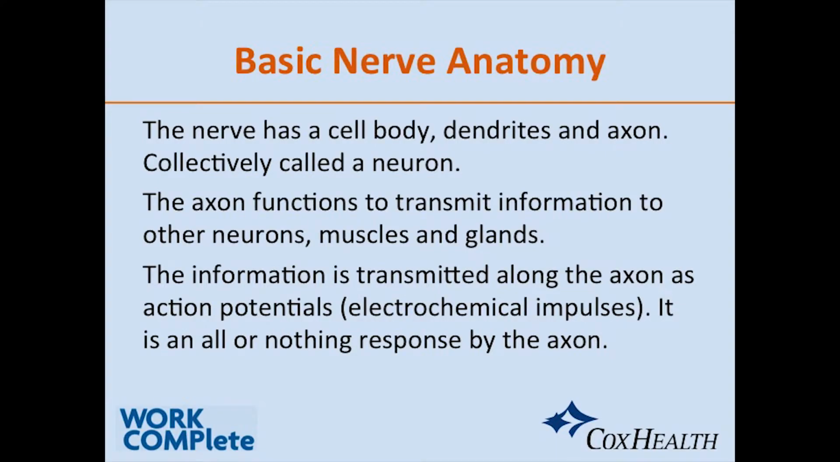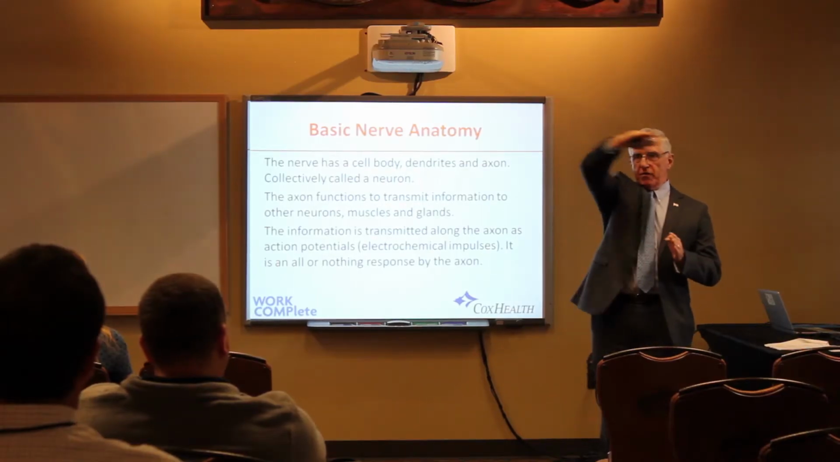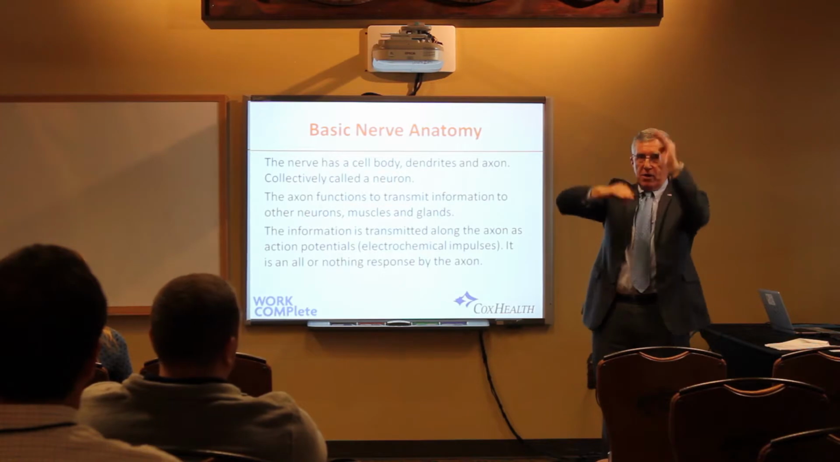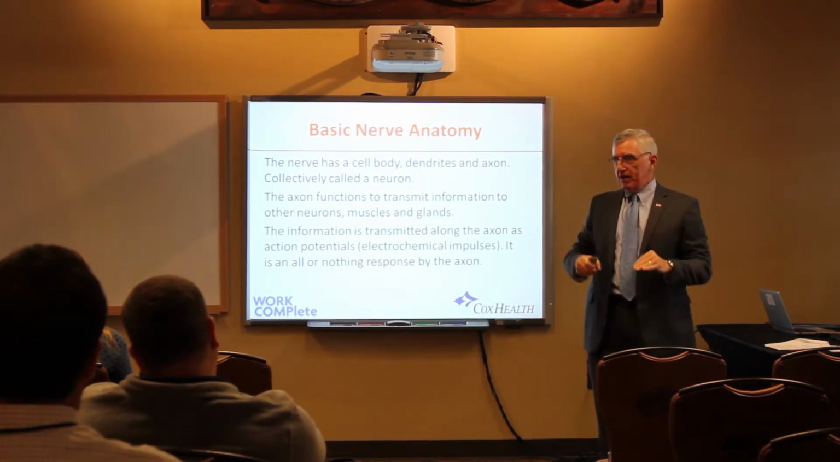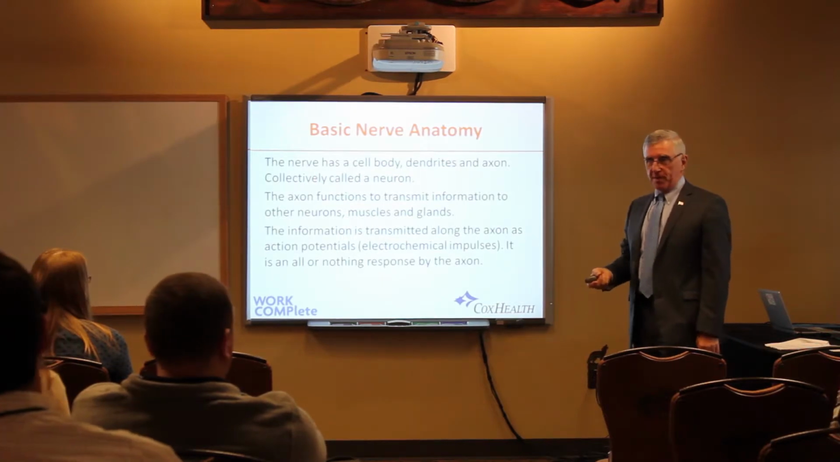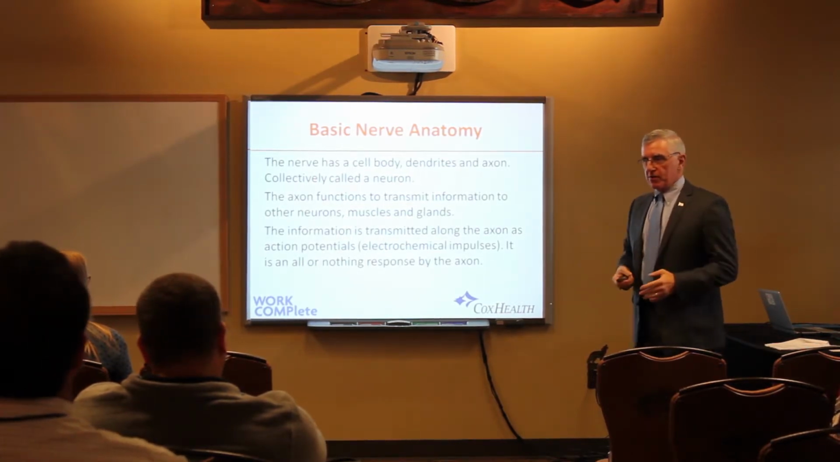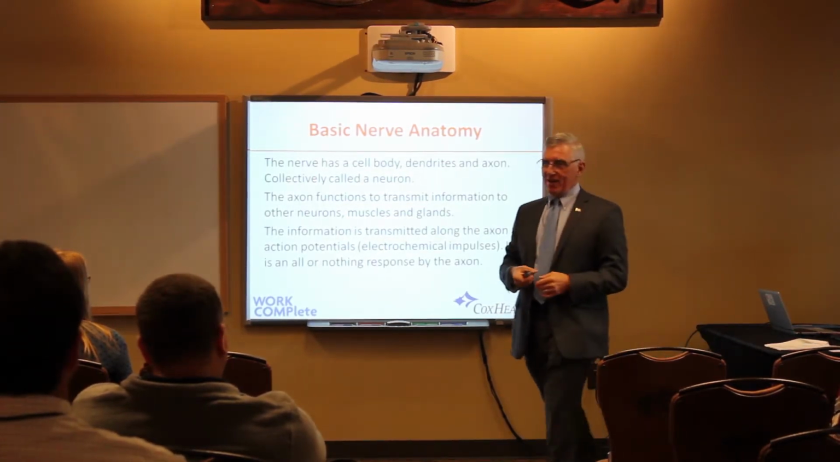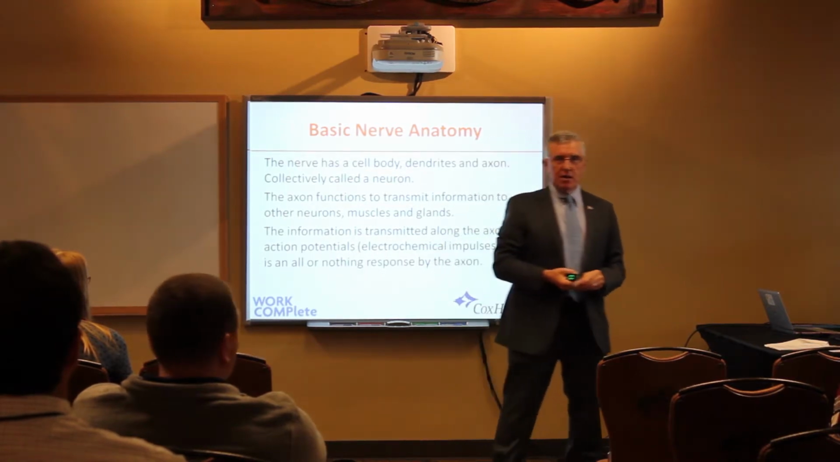Finally, we just remember that information is transmitted along the axon as what are called action potentials. These are simply electrochemical impulses. What that quite simply is, you have a nerve cell membrane, and sodium and potassium change positions inside and outside the nerves very quickly. It's measured in millivolts and milliamps. And thank God we have nerve conduction studies and people who can do them that help us interpret what all that means.